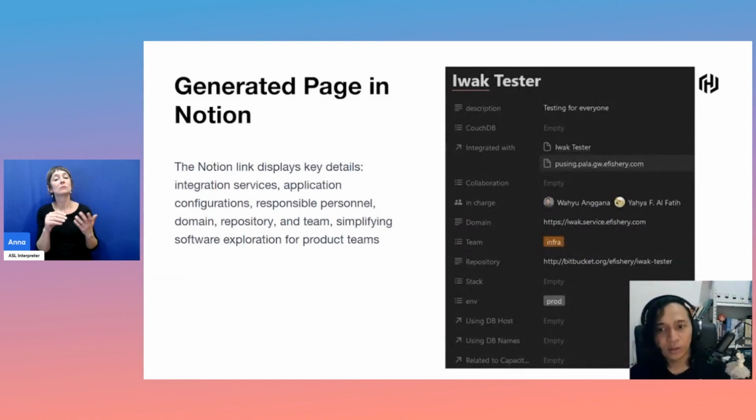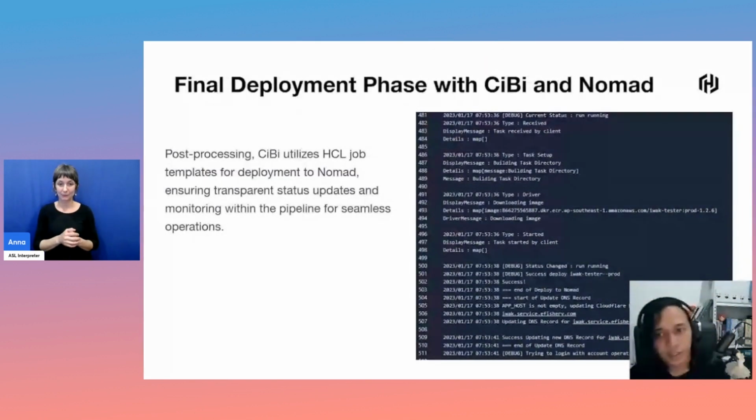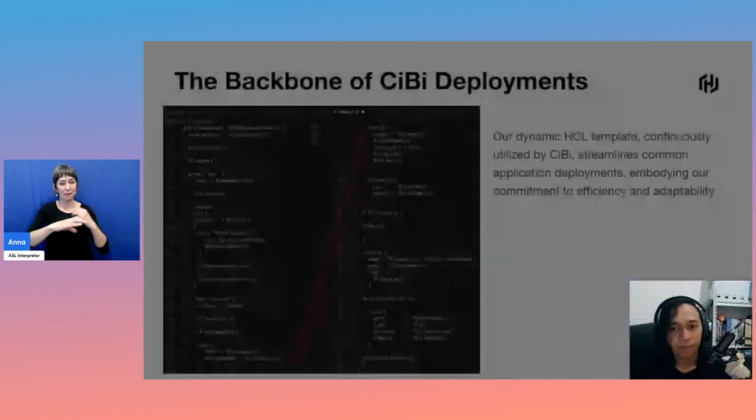It will store information about the software integrated with other services by reading the application configuration, like person in charge, domain, repository, and also team. This is important because product people can easily explore the software list. And after everything is done, it will use the CICD job template to deploy to our Nomad, and the Nomad status will be awaited and read, and every status will be available within the pipeline.